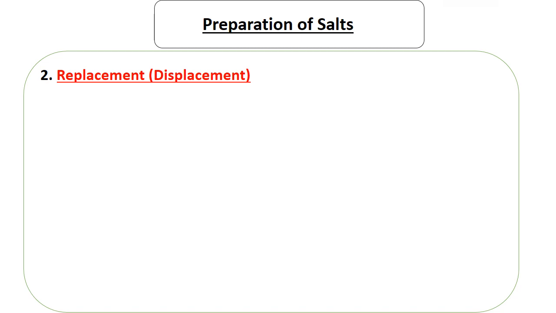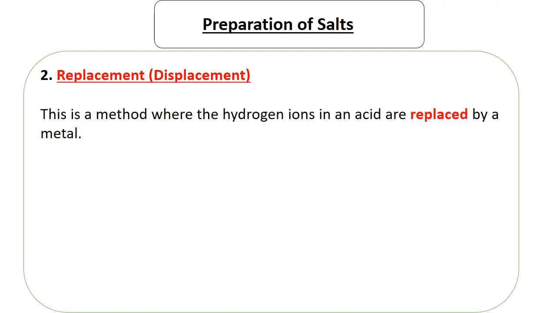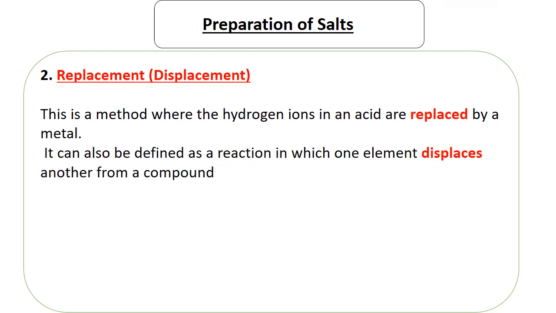The second one is replacement or displacement. This one we studied when we were talking about acids and bases. Remember, we had talked about the reaction of acids with metals that are more reactive than hydrogen to form a salt and hydrogen. This is a method where the hydrogen ions in an acid are replaced by a metal. But this metal must be more reactive than hydrogen on the reactivity series. It can also be defined as a reaction in which one element displaces another from a compound.